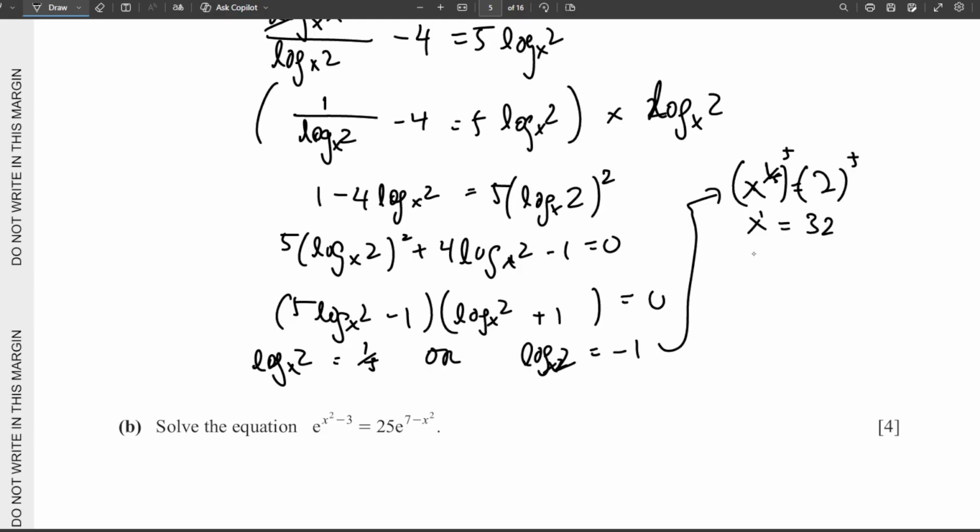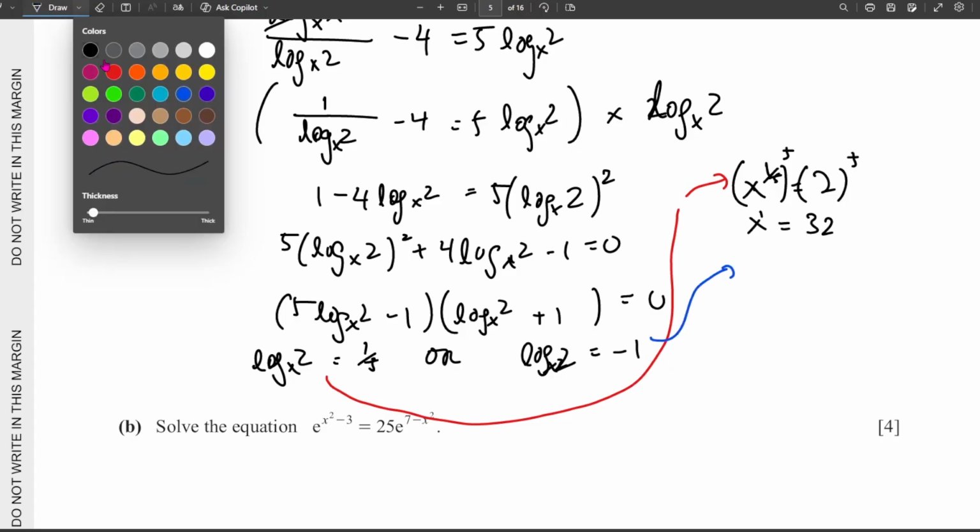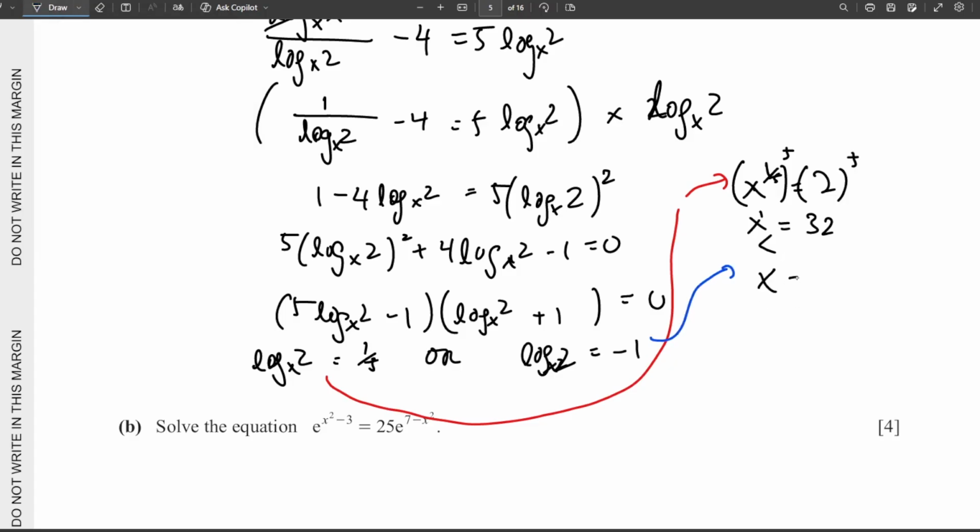And the other one, log 2 base x equals negative 1. Maybe this is a bit confusing, so this arrow will come from here. And then this one I put as blue color. Right. So here it becomes x power negative 1 equals 2. So x power negative 1 is 1 over x, equals 2, and you rearrange to become x equals 1 over 2. Okay, so these are the two answers. x is 32 or x is half.